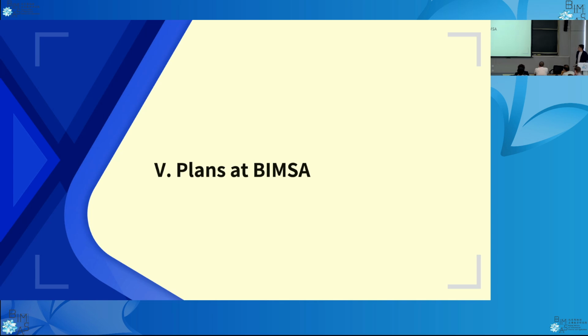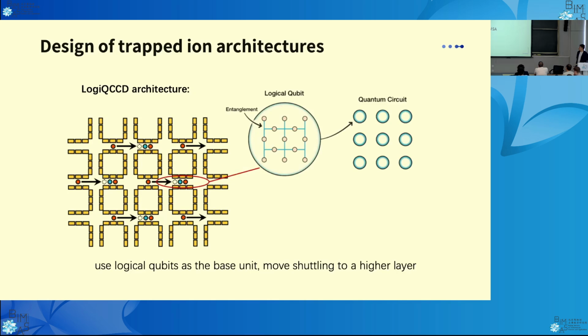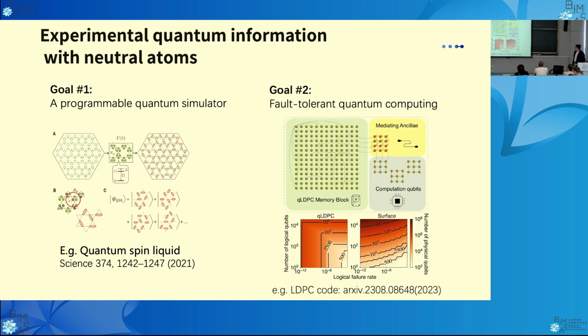Lastly, I want to tell you about the plans here, because it's been a couple of months since I moved to BIMSA. I want to work on some of the architectures associated with ion traps, but I want to primarily focus on neutral atoms. Goal number one will be to start with quantum simulation of, for example, spin models, and the long-term goal will be truly fault-tolerant quantum computing.